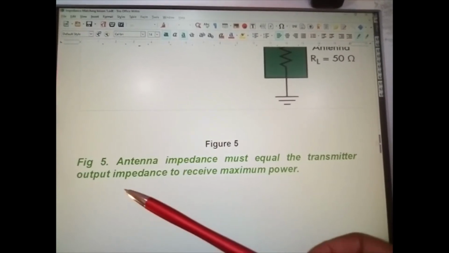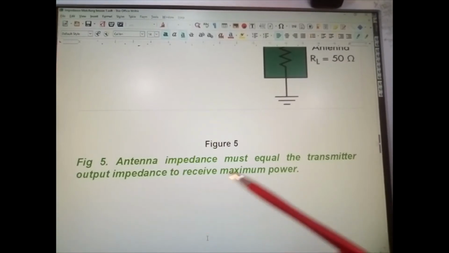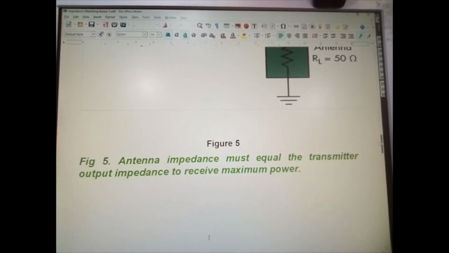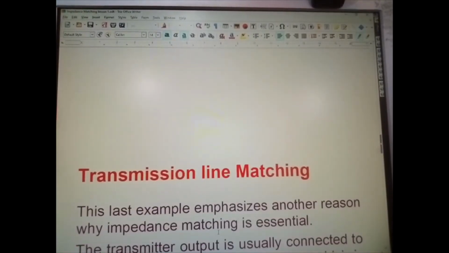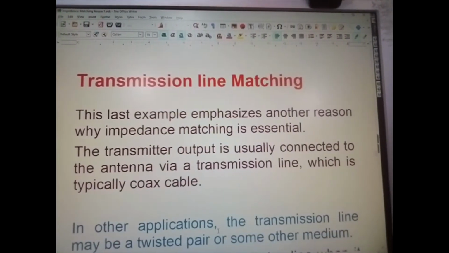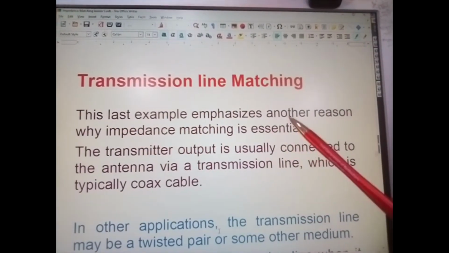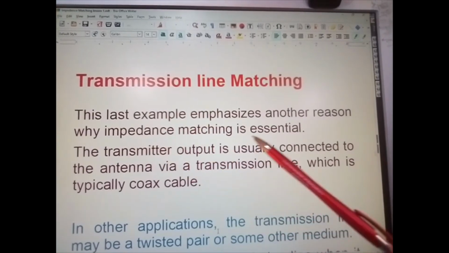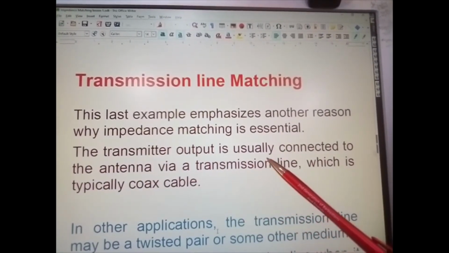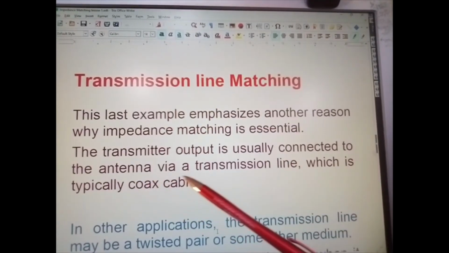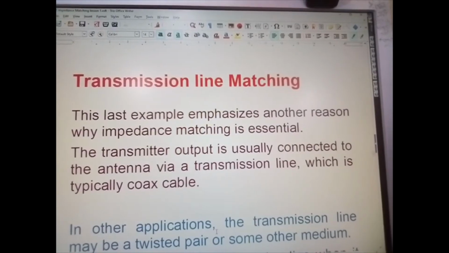Now, figure 5: antenna impedance must equal the transmitter output impedance to receive maximum power. That's all we're saying here. Transmission line matching. This last example emphasizes another reason why impedance matching is essential. The transmitter output is usually connected to the antenna via a transmission line, which is typically coaxial cable.